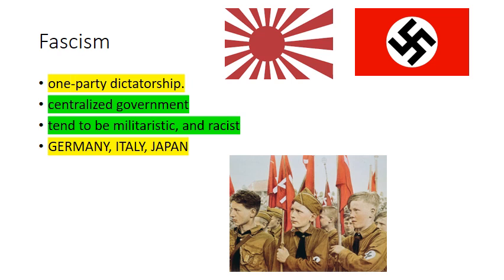Fascism. Fascism rises in Europe, primarily in Germany, with the rise of the Nazi Party and the fascist Italian Party in Italy. It's a one-party dictatorship with a centralized government. It tends to be militaristic and racist. So you have the rise of the Nazi Party in Germany and the rise of a militarized government in Japan. And you have the rise of the fascist party, the original fascist party in Italy.